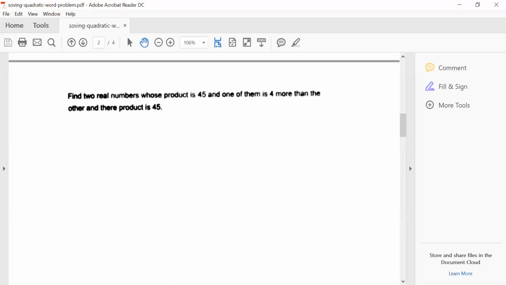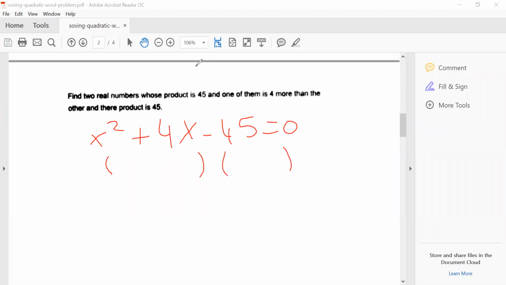Okay. We stopped at that. We found that this one was x squared plus 4x minus 45 equals 0. We stopped at this part. So here I have to factorize. Normally x and x, two numbers whose product is 45 and whose difference is 4. So it is 9 and 5.